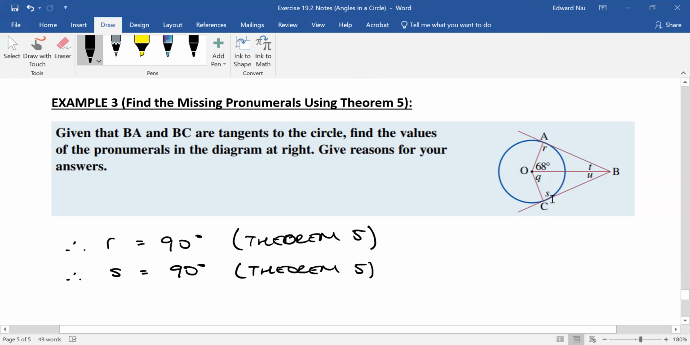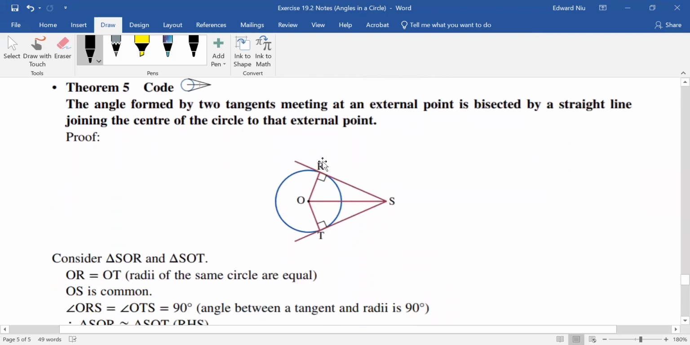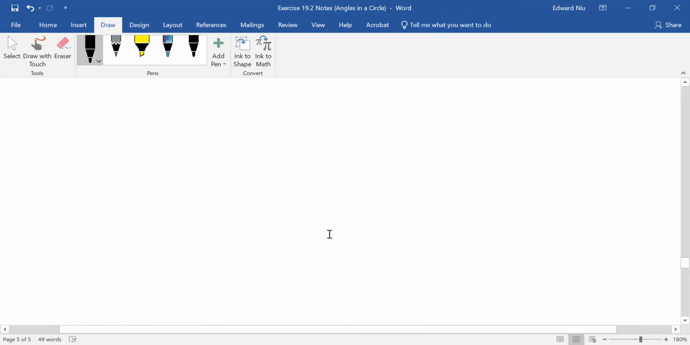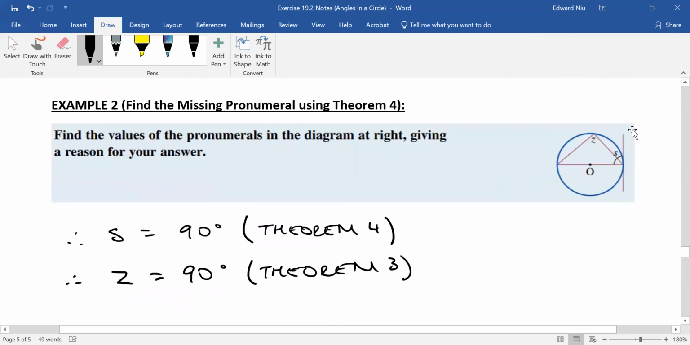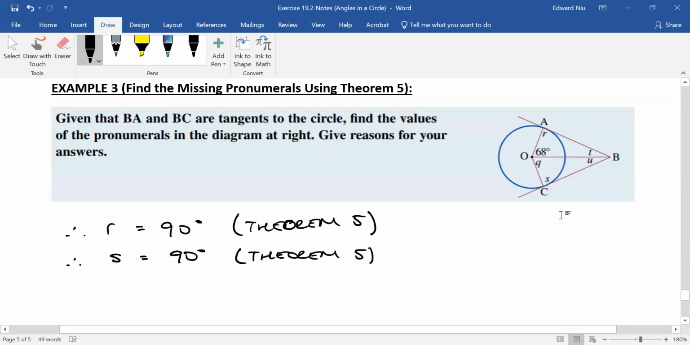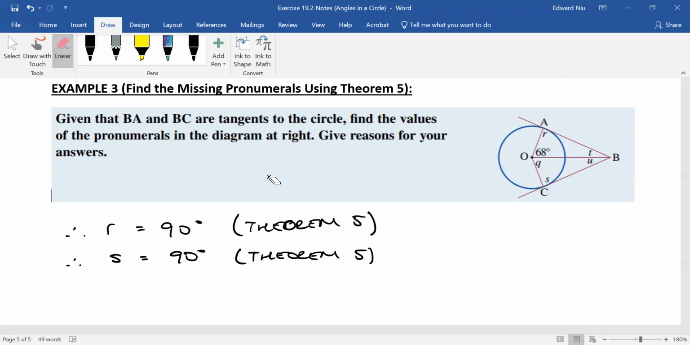Okay, so if we look back here, you've got two tangents. Actually, you could probably even say theorem 4, can't you? Right, because it's a right angle. So let's go with theorem 4. Theorem 4, theorem 4. Okay, so now that we know that's a right angle, this here's a right angle.